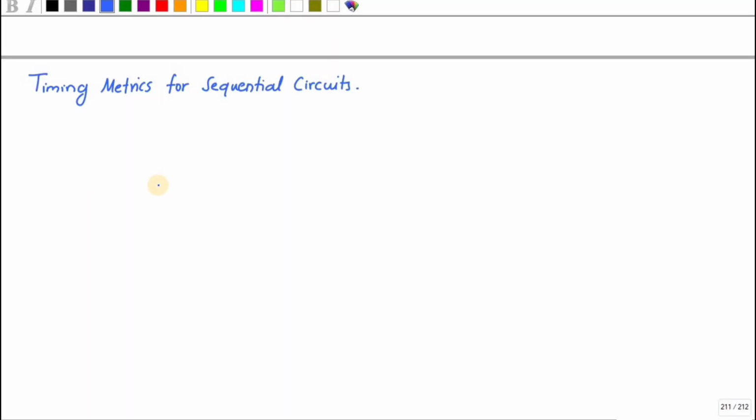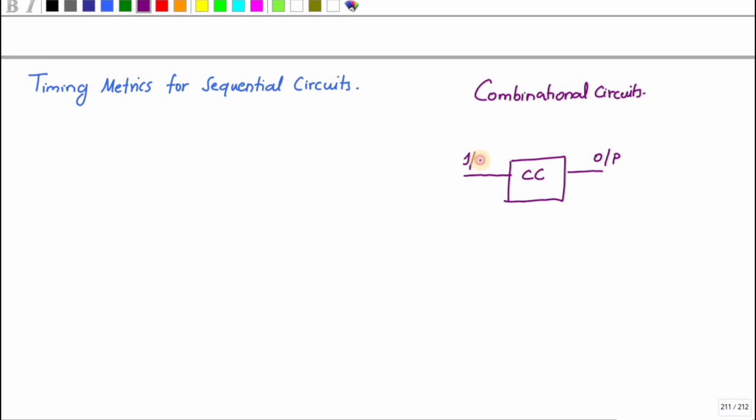We are going to discuss timing metrics for sequential circuits. Before that, we have to discuss what a combinational circuit is. A combinational circuit is nothing but a full adder, half adder, and so on. In a combinational circuit, the output of the logic is a function of the current input value.